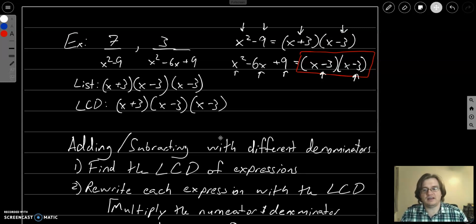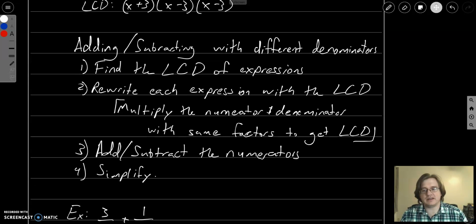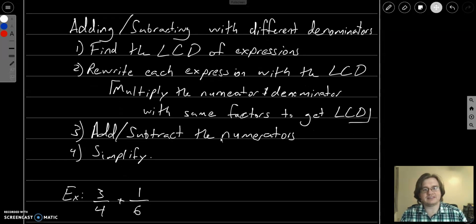So now that we know how to find the least common denominator, we can add and subtract fractions that have different denominators. The first thing, clearly, will be to find the least common denominator, and then to rewrite both fractions, both expressions, with that least common denominator that we found.